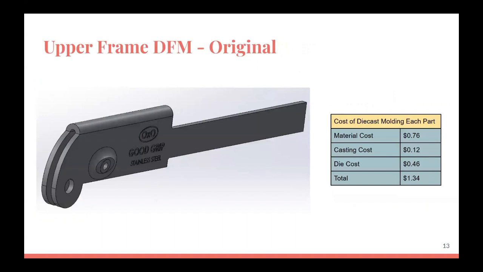First looking at the upper frame DfM, from our calculations, we found the material cost to be about 76 cents, the casting to be 12 cents, and the die cast cost to be 46 cents, which led to a total of $1.34 for our original part.